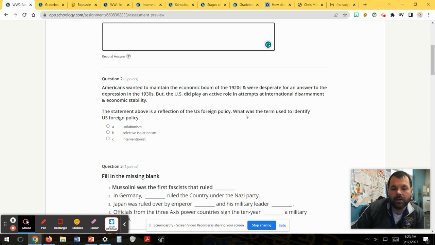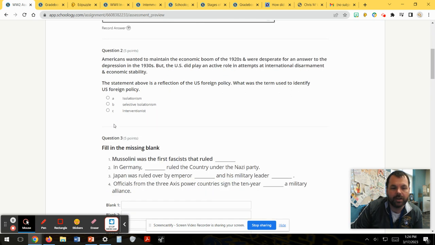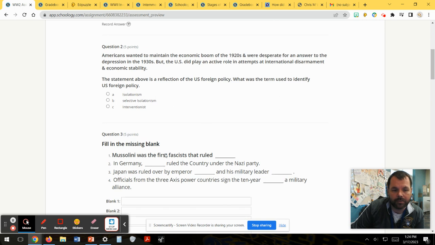The statement above is a reflection of U.S. foreign policy. What was the term used to identify U.S. foreign policy? So it's going to be like, hey, what special thing did we do that kept us out of the war? So you know it's not going to be interventionist. So it's going to be one of those two. Your answers for GO3, so if you go back to your notes, the section 3 notes should give you which one of those.